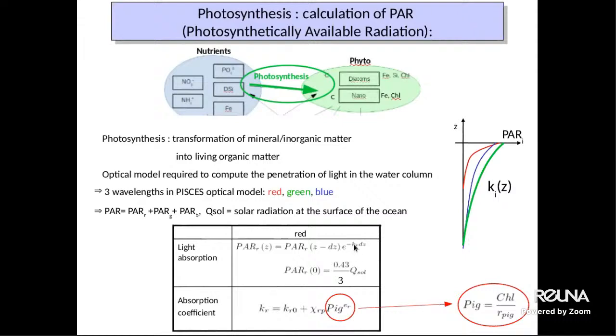And what happens is that this coefficient here, k, is a constant plus something that depends on the chlorophyll amount. So we are back to what we said just before, that if we have a lot of chlorophyll, this term will be big, so k will be big, and so this term, exponential minus k, will be strong, will decrease very fast with depth.